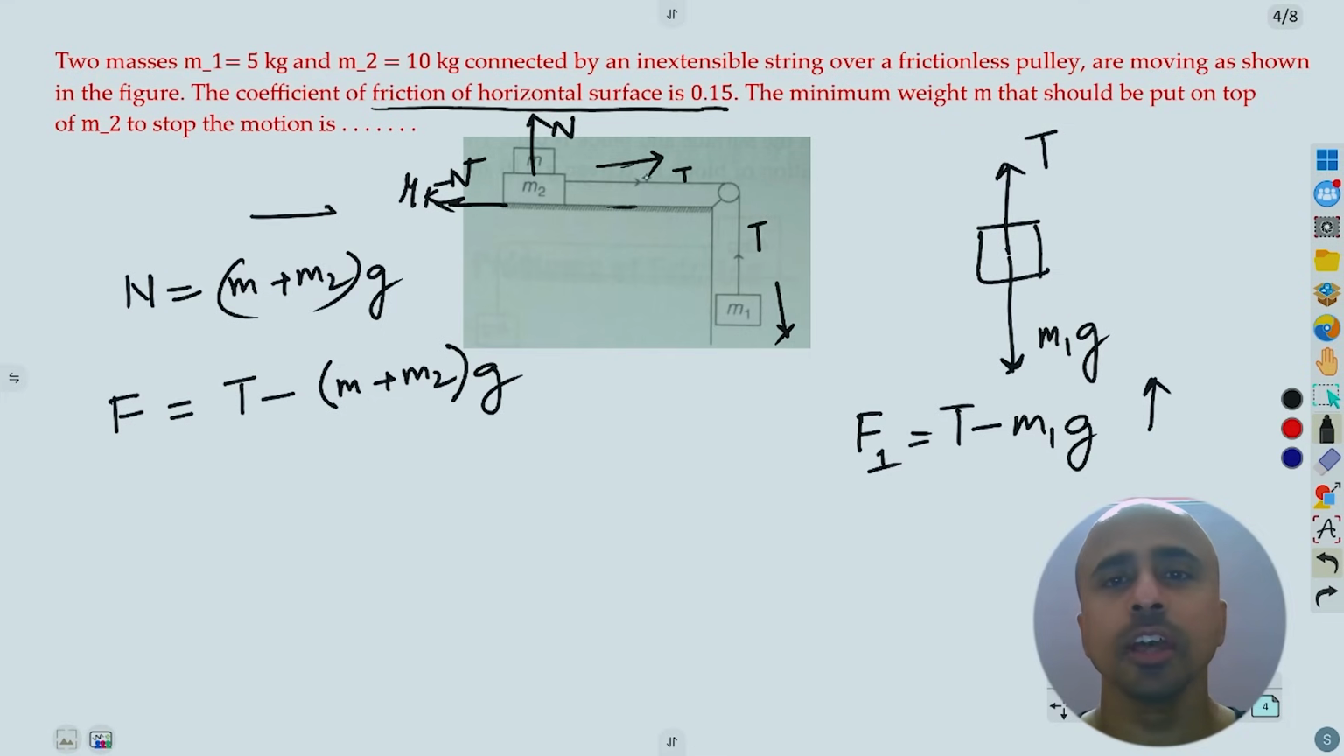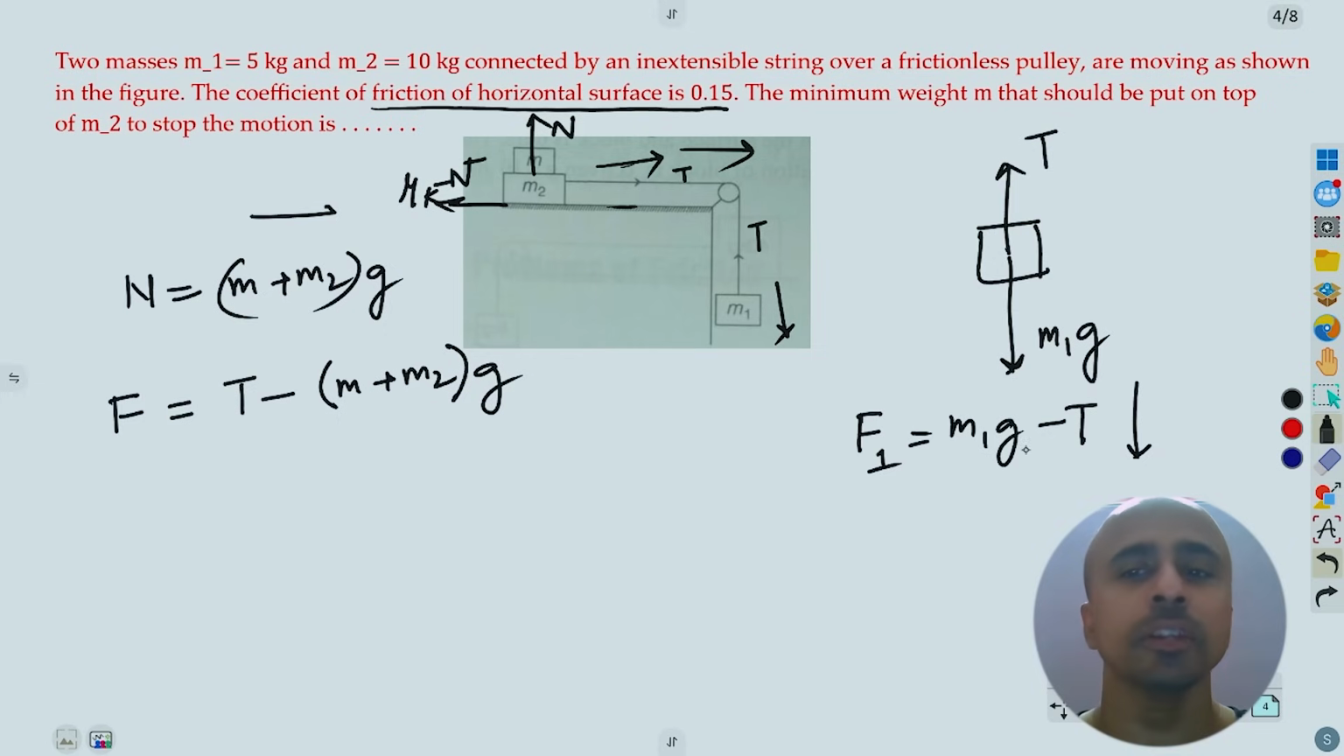So the force along the positive x-axis is T minus mu k (m plus m2)g. Actually I was thinking to write this in the reverse way. I mean F1, let me write this: m1g minus T, in the downward direction. So the force along this downward direction is m1g minus T.